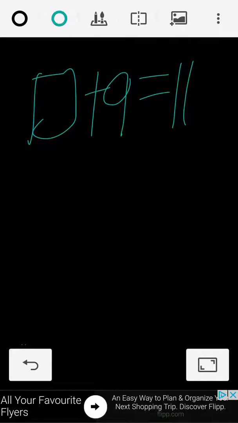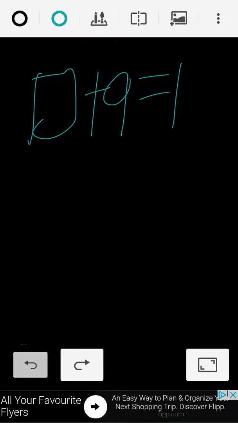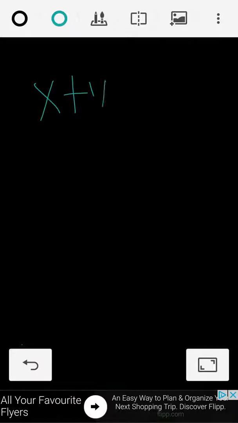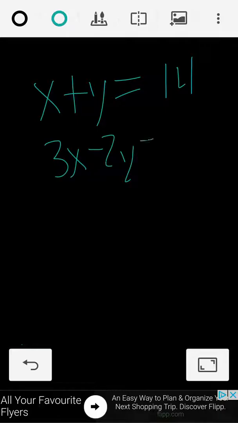What you're going to be working on today is called systems of equations, which is basically a collection of two equations with the same unknowns. So I'll give you an example of a problem we'll be working on today. You'll have x plus y equals 14, and you'll have 3x minus 2y equals negative 15. So that's what we're going to be working on today.